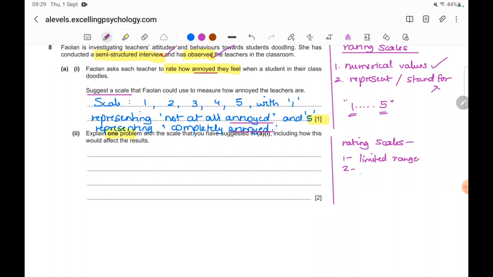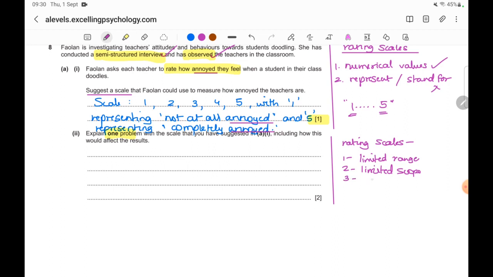Another is it is way too objective. Objectivity is a strength, but it does not leave room for scope, for finding more about a response. So we could talk about limited scope. If a participant has selected 5 out of 5, why? Or if he selected 1 out of 5, why? What is so annoying or what is so not annoying? We don't get details that way.